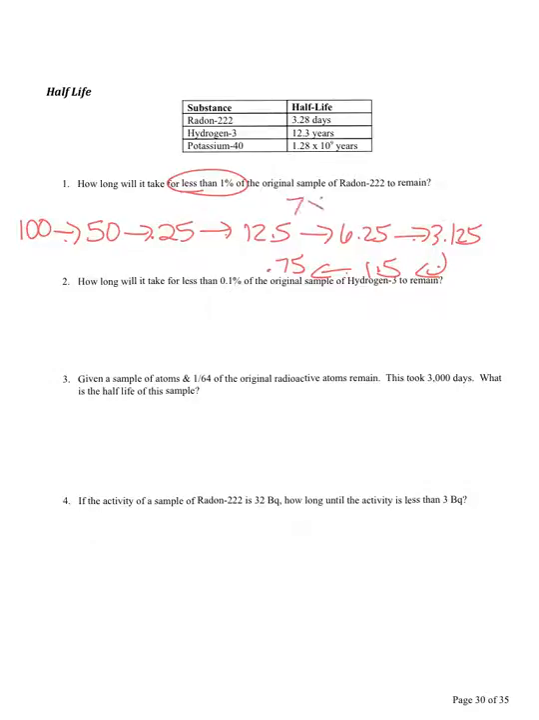So 7 half-lives times the half-life of radon 222, which is 3.28 days. So I take 3.28 times 7, and I'm going to get 22.96 days. You could say maybe a little bit less than that, but somewhere in the realm of 22 to 23 days is what it's going to take till we're less than 1%. So that's how I'm going to do that first one.